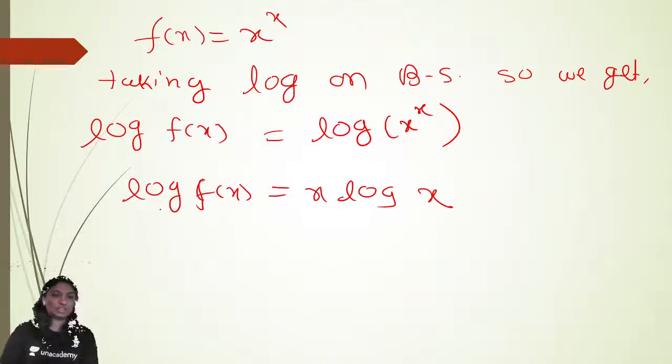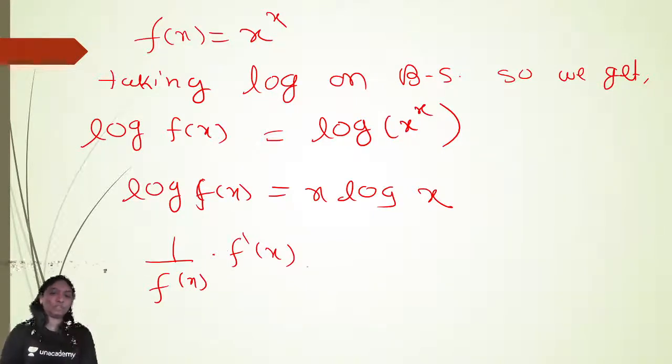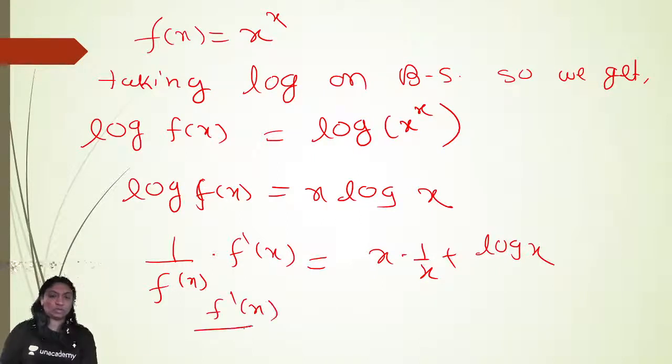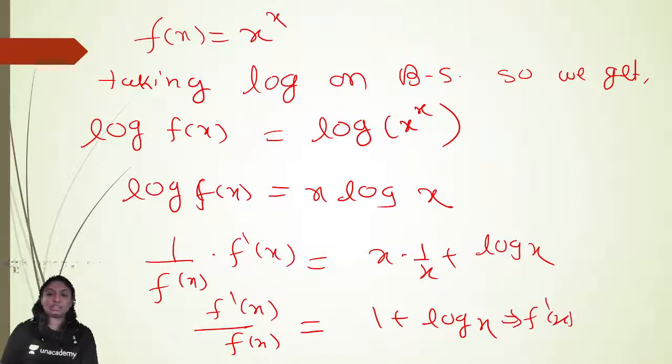Differentiating with respect to x, log of f of x gives 1 upon f of x into f dash of x. For log u, it is 1 upon u into the derivative of u with respect to x. On the right, first into derivative of second plus second into derivative of first. So f dash of x upon f of x is equal to 1 plus log x, so f dash of x is equal to f of x into 1 plus log x.